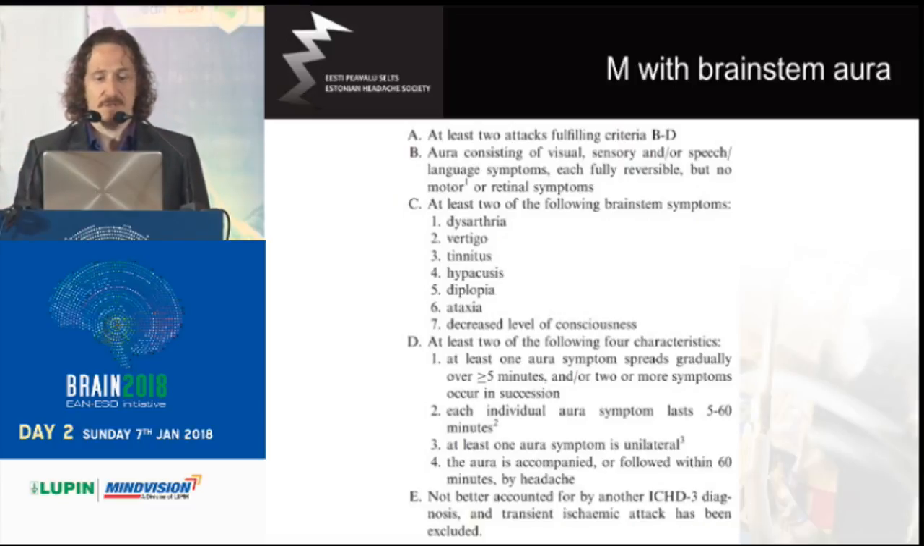And by definition, this is a form of migraine with aura, in which case aura can consist of symptoms related to brainstem dysfunction like dysarthria, vertigo, tinnitus, double vision, or even decreased level of consciousness. So at least two of the brainstem symptoms should be present in order to diagnose it.